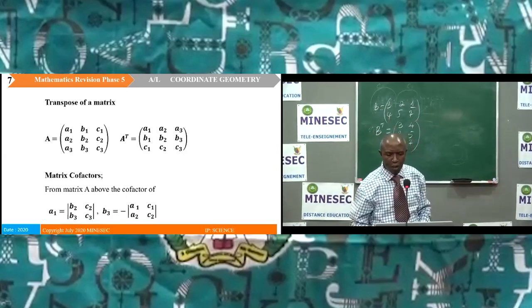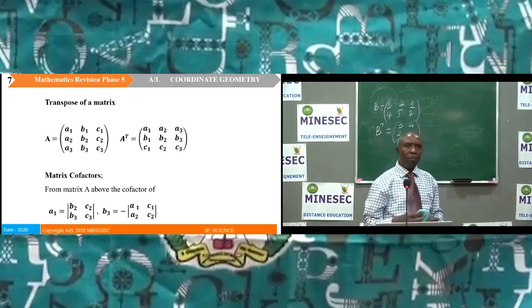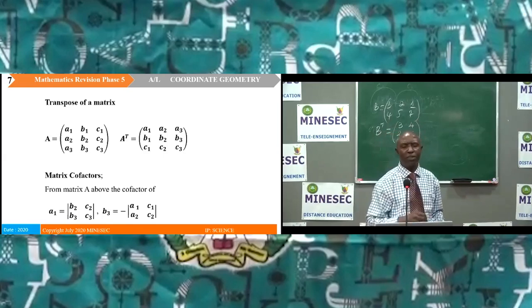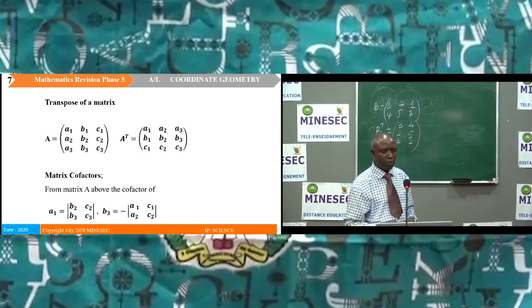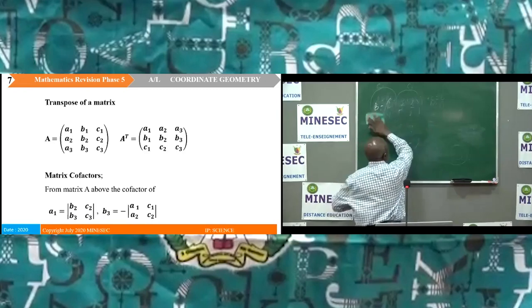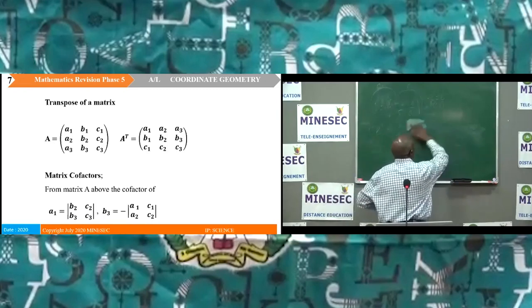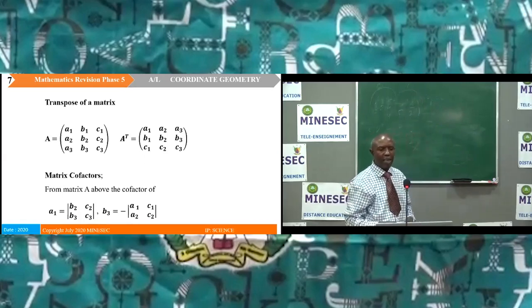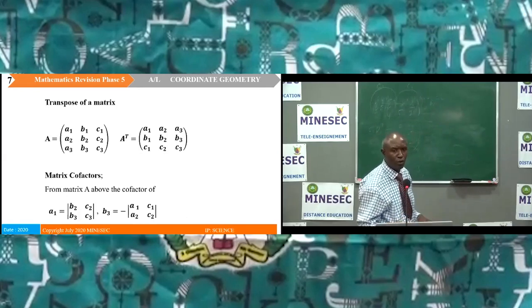Matrix cofactor. At the advanced level, it is very important that we should know how to obtain the cofactors of a 3x3 matrix. Let's consider the matrix that we have above there, and how can we obtain its cofactors?